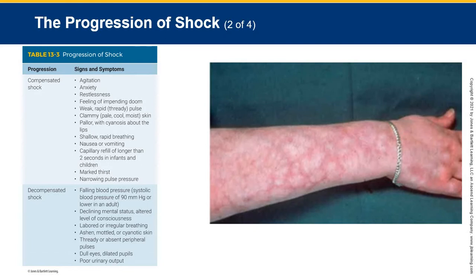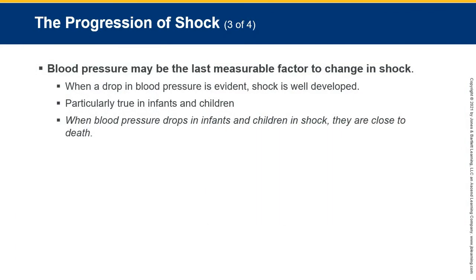So you need to know the difference between compensated and decompensated shock. One of the earliest signs of compensated shock is going to just be increased respirations. So it's going to be important that you actually count those respirations. A really important thing here: blood pressure may be the last measurable thing to actually change in shock. So you've got to look for things before they actually have low blood pressure, hypotension, before you start acting.